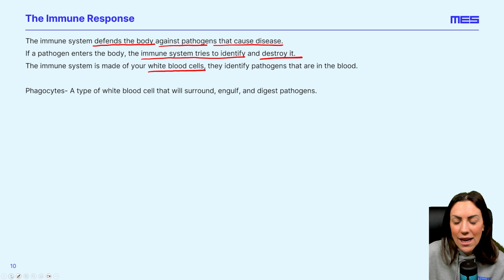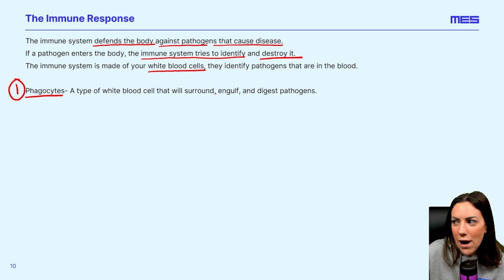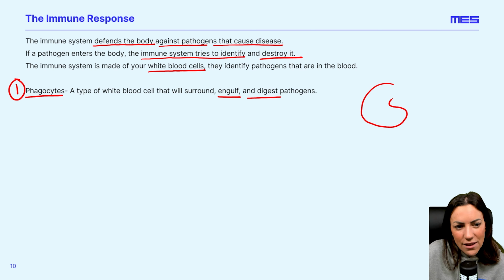So, how does it work? There are different types of white blood cell. The first type of white blood cell is called a phagocyte. Now, phagocytes are a type of white blood cell that will surround, engulf, and digest pathogens. So let me do you a little picture.